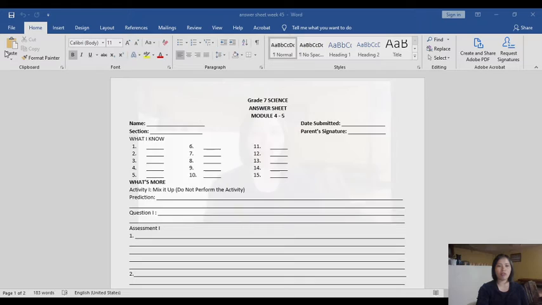So please organize your work in order to ease the burden for the teacher to write your names and to write the week number and so on and so forth. And thank you for organizing your work. So that is the importance of answer sheet.